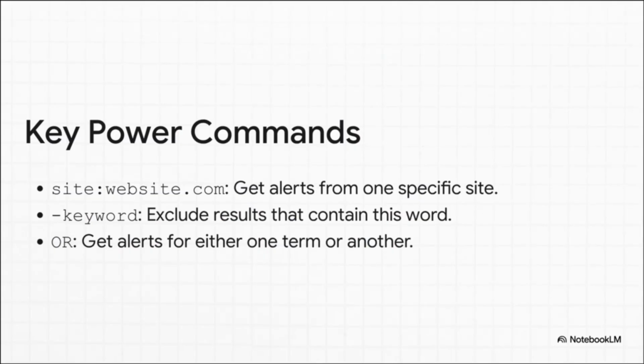To become a real power user, you honestly just need to remember these 3 commands. Use site to lock your search to one website, use the minus sign to kick out any word you don't want, and use OR to track a couple of different terms in the same alert. Master these 3, and you're basically a Google Alerts expert.